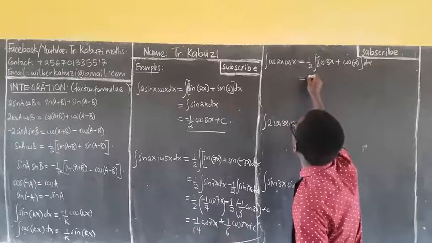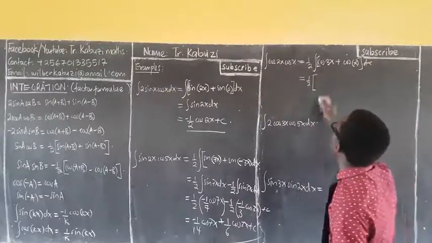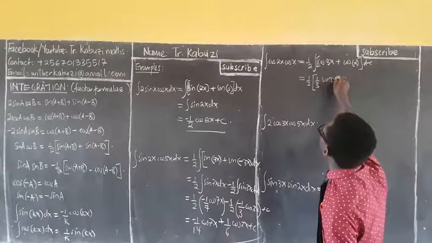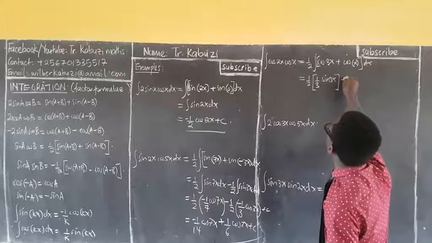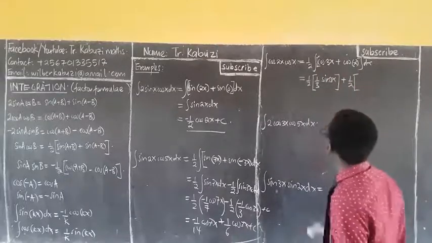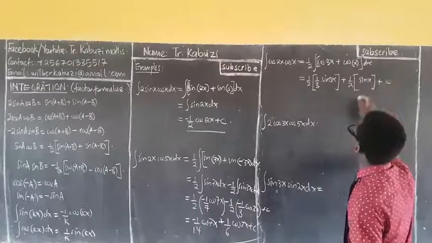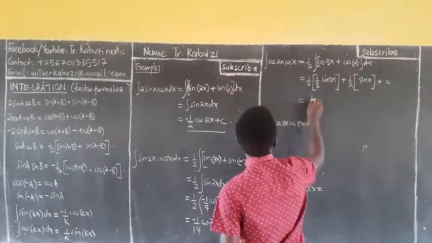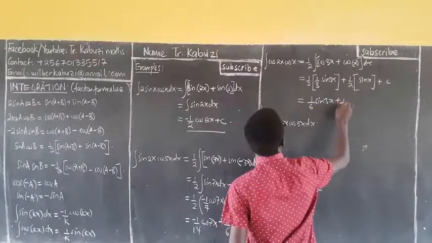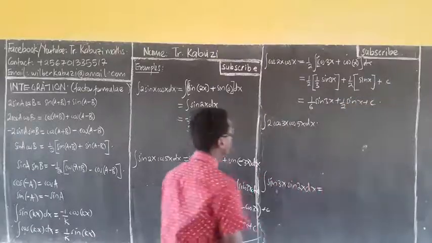So this will be a half into, when you integrate this, we add 1 over 3 sine 3x. When we integrate that, we get this half coming in here. Then when we integrate this, we get sine x, then plus the constant of integration. And this one gives us 1 over 6 sine 3x, then plus half sine x plus c.